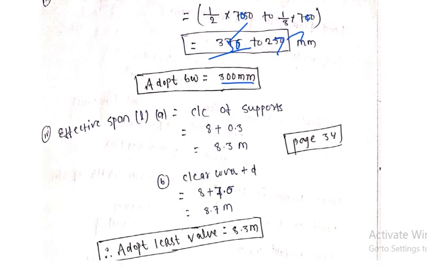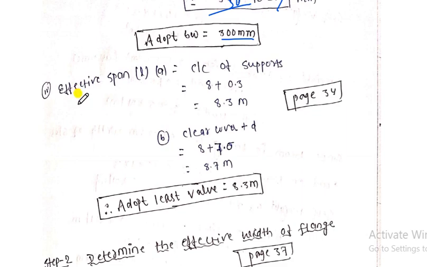Similarly, I will calculate the effective span. The effective span formula is given on page number 34 of the IS code book. So let's move to page number 34, where we can calculate the effective span, that is, the effective length in the two-way case. Let's move to page number 34.